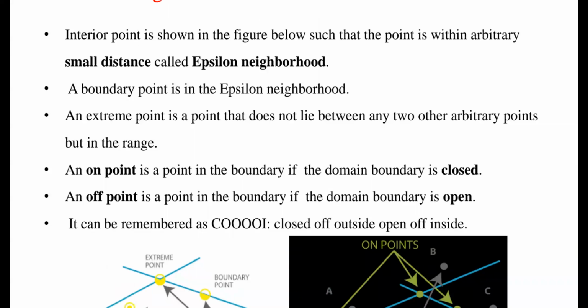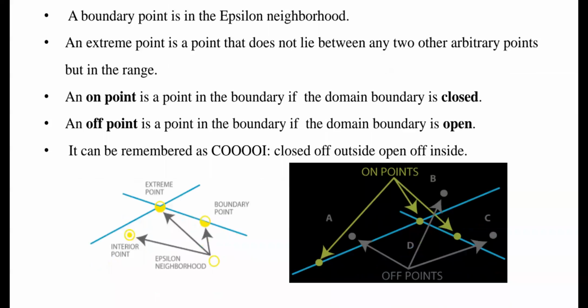Interior points, as shown in the figure below, are points within an arbitrarily small distance called the epsilon neighborhood. The area around the boundary is called the epsilon neighborhood. If a point is in the epsilon neighborhood, it is called an interior point. If it is outside, it is called an extreme point.